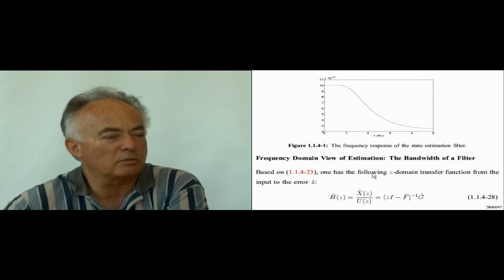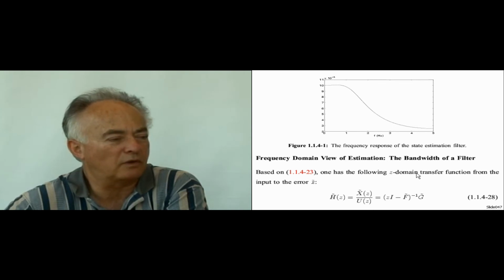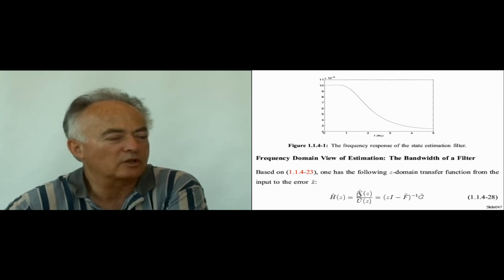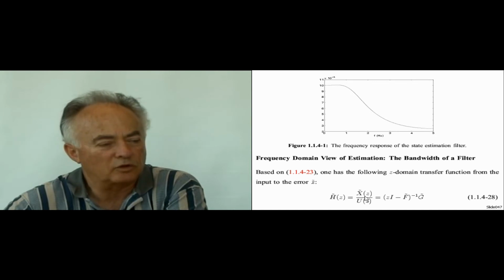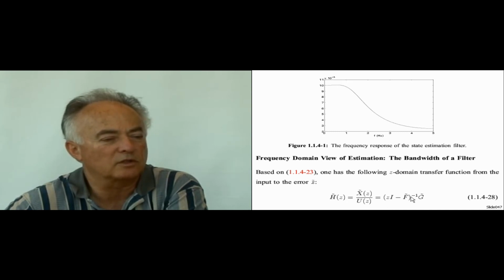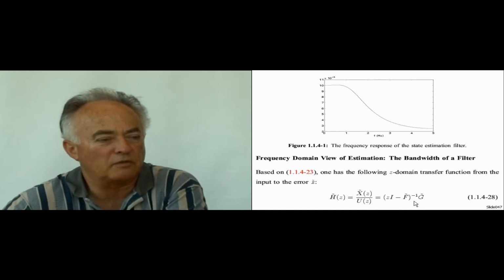Again, a little bit of algebra. The following Z domain, the Z transform domain transfer function from the input U to the error X tilde can be obtained. So H tilde now is a transfer function to the output X tilde of Z, that's a Z transform over U of Z. And this is ZI minus F tilde inverse G tilde. This is the standard expression of the transfer function in the Z domain based on a difference equation.